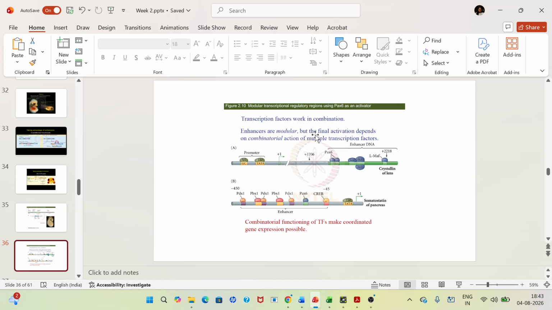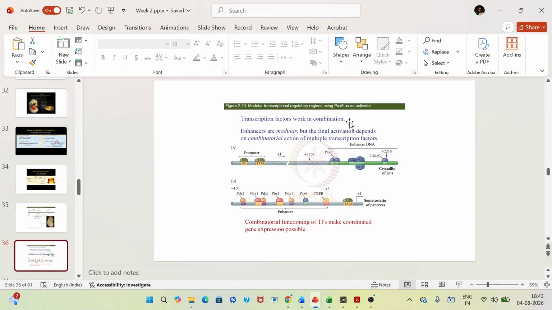So yes, transcription factors work in combination. It is not like a transcription factor will work on its own. Otherwise, they just keep lying in the cell, or they get transcribed, and whenever they get attached to their rightful position, only then can they work and direct a gene. So obviously, they work in combination also.